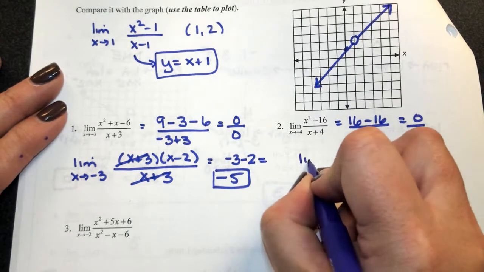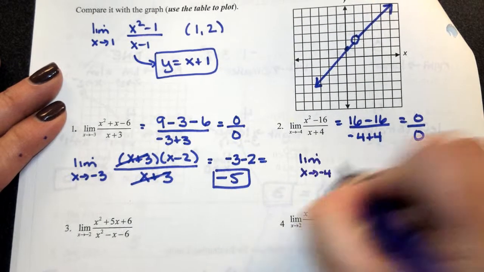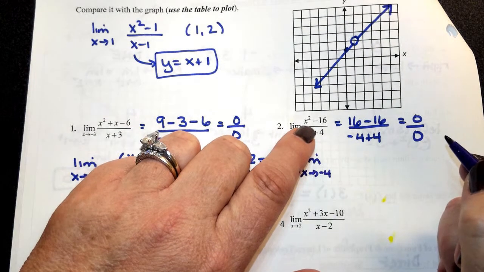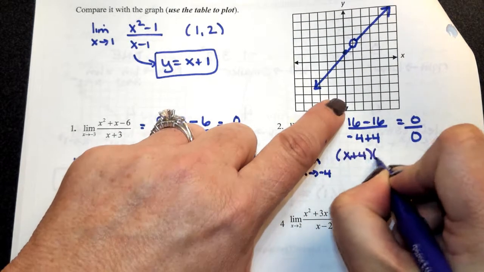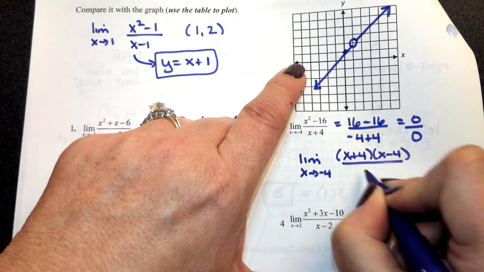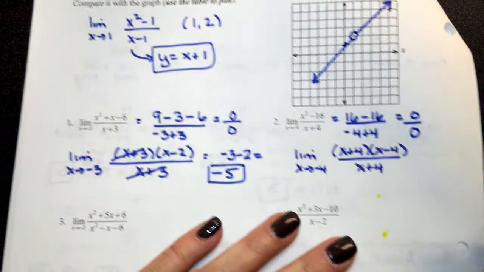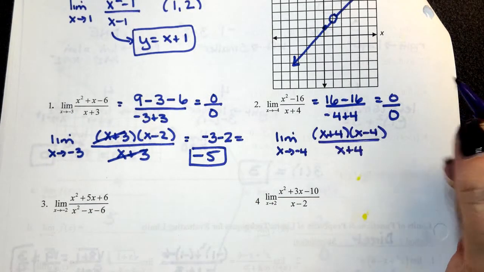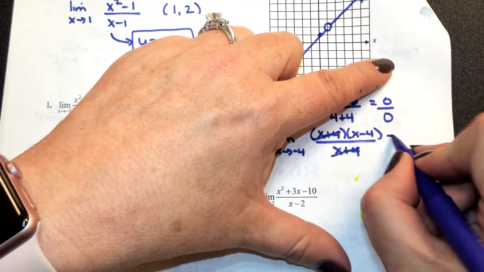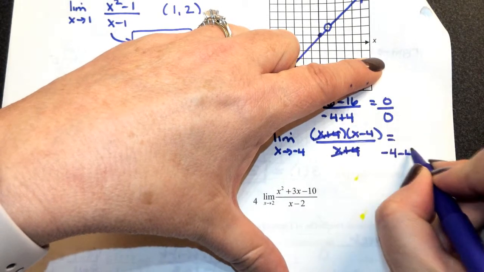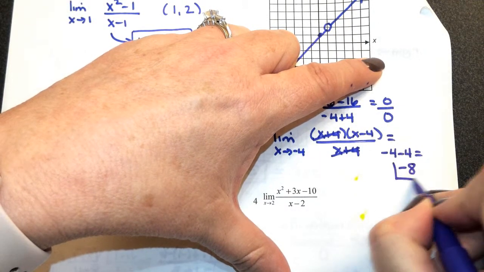So again, what I want to do is I want to factor. How do you factor x squared minus 16? That factors into what? X plus 4 and x minus 4 over x plus 4. And what can you cancel out? You can cancel out a what? X plus 4. So now you try direct substitution again. So negative 4 minus 4 is going to give me a negative 8.